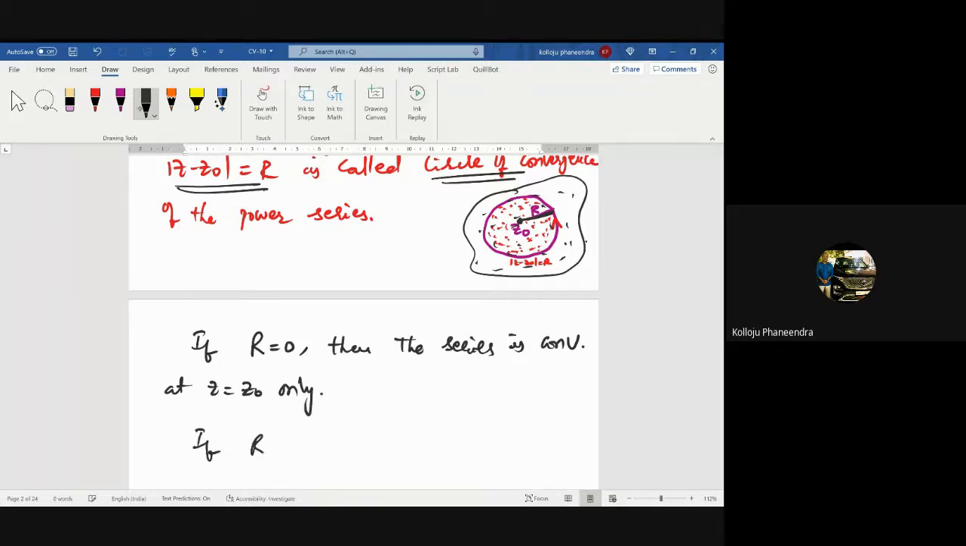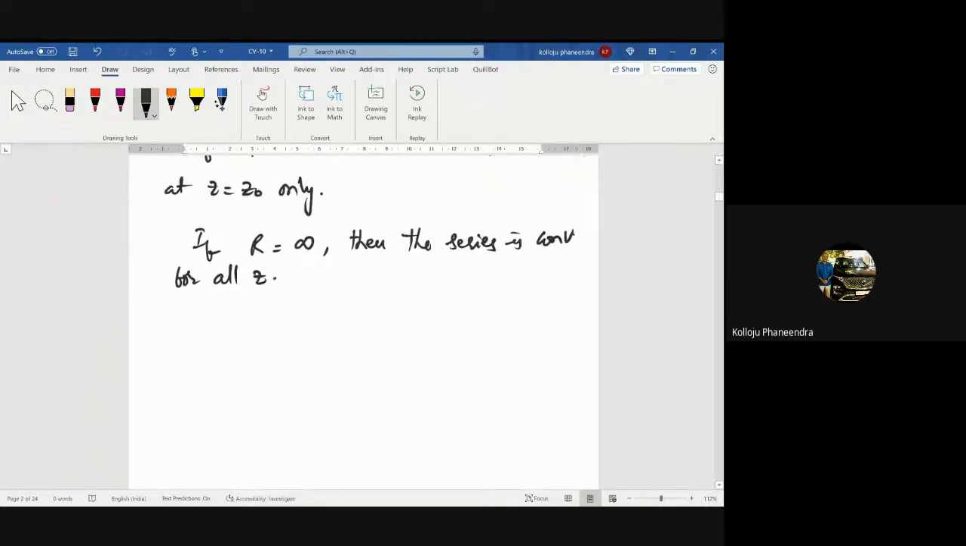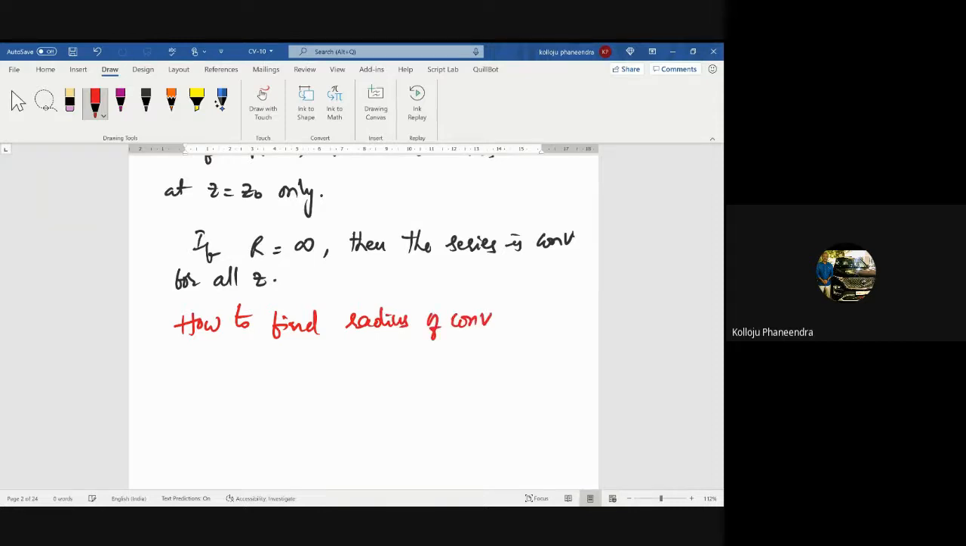If R is infinity, infinity means infinite radius. At all those points, the series is convergent. That means the series is convergent for all points, for all Z values. Now, how to find the radius of convergence R? That is the question.